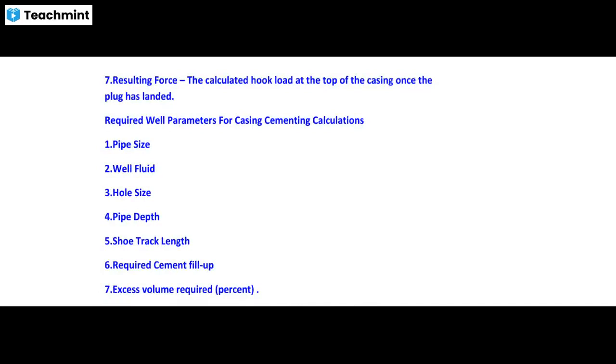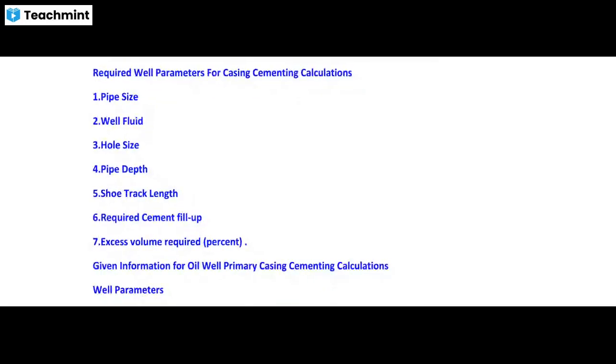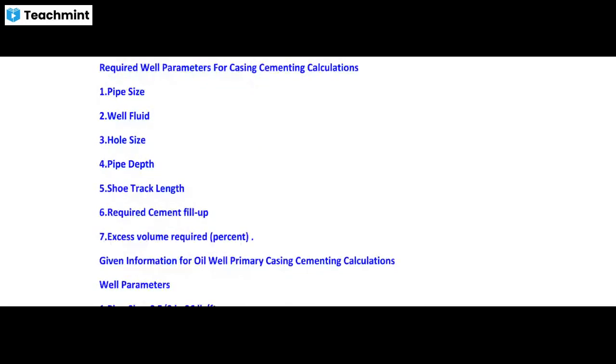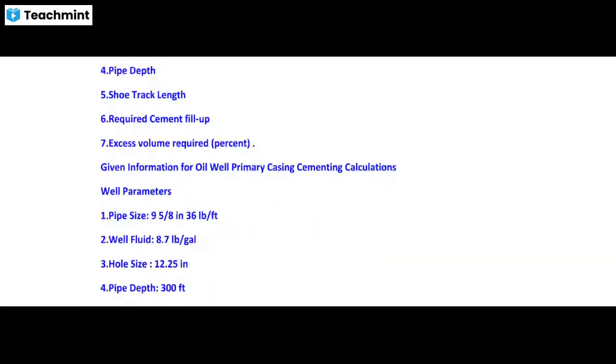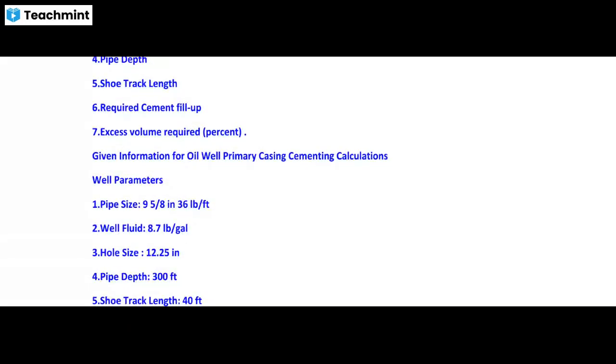Then these are the parameters. So this is your well parameters for casing cementing calculations. You can see pipe size, well fluid, hole size, pipe depth, shoe track length, required cement fill up, then excess volume required percentage. So this is the given information for the oil well casing cementing calculation.